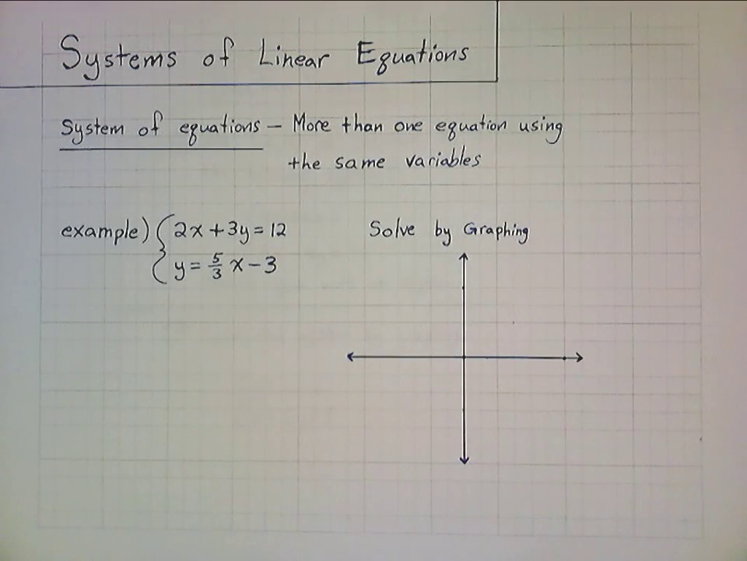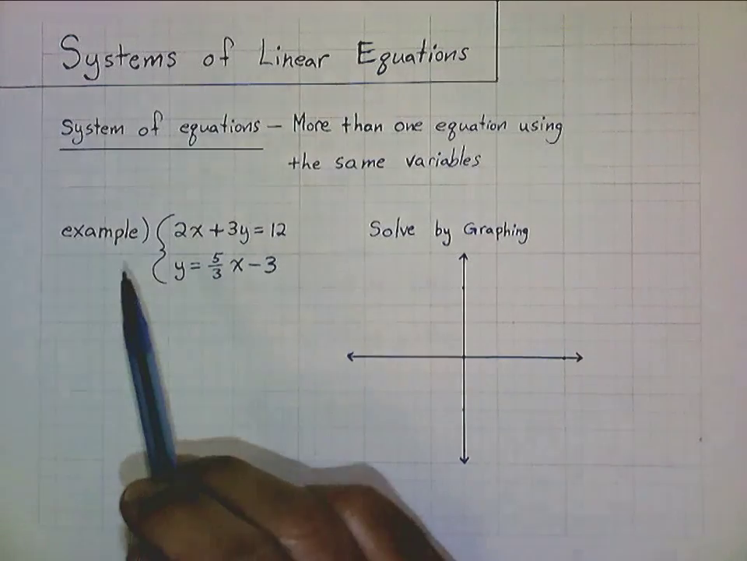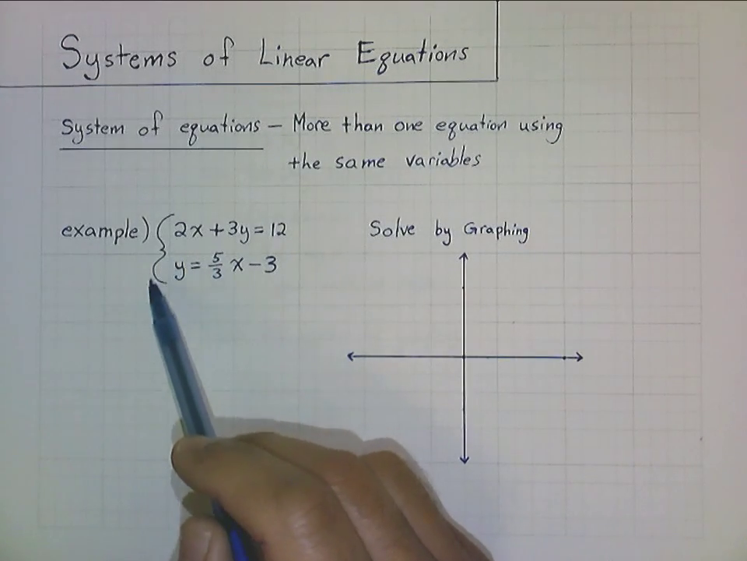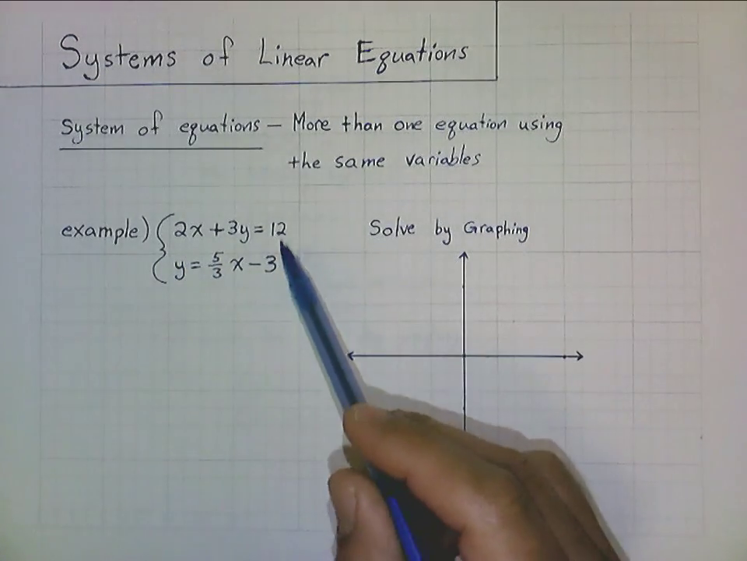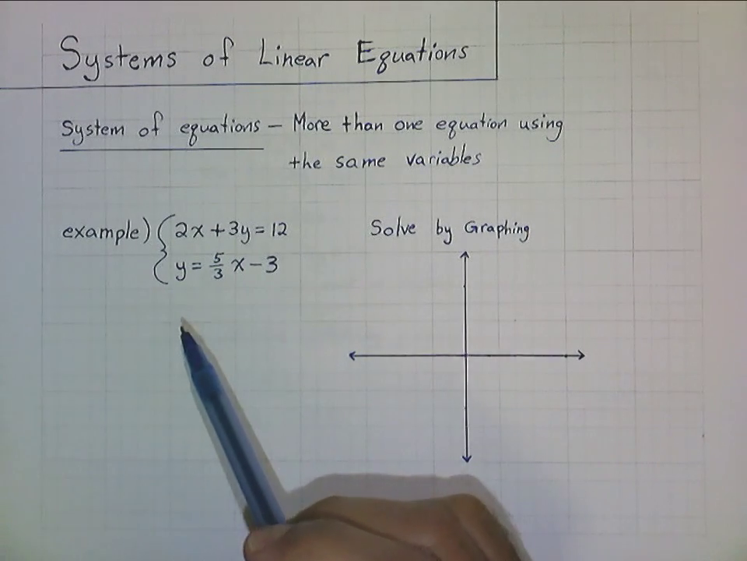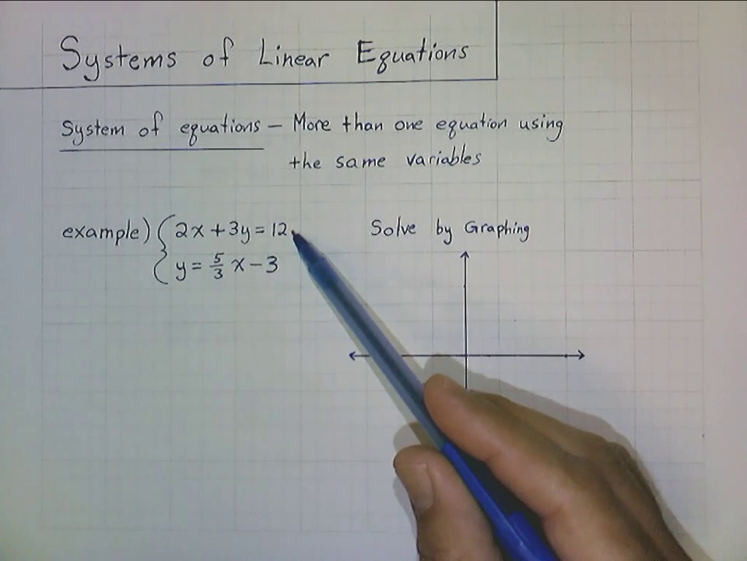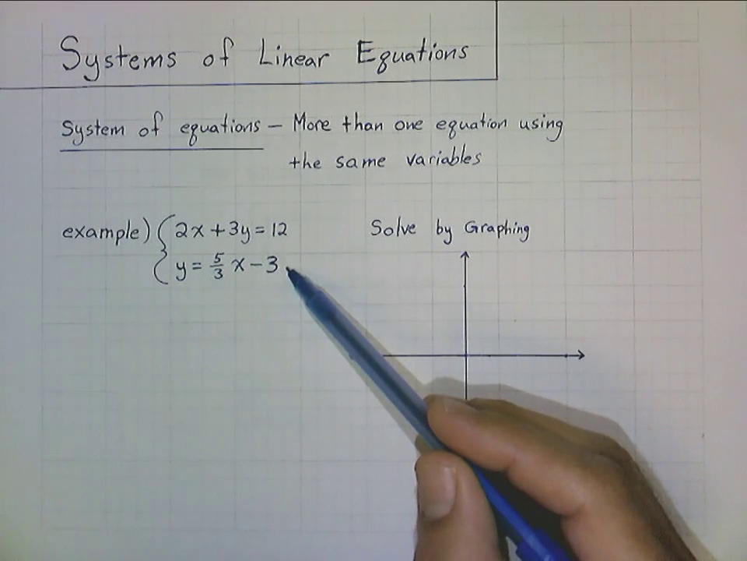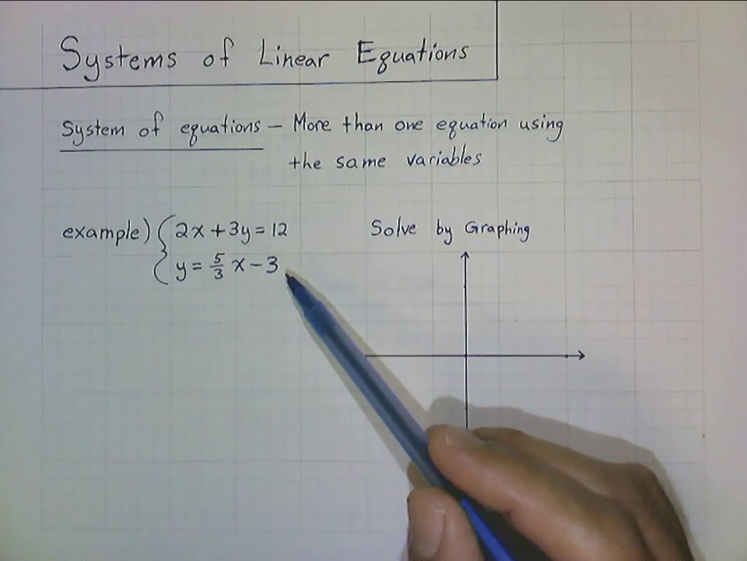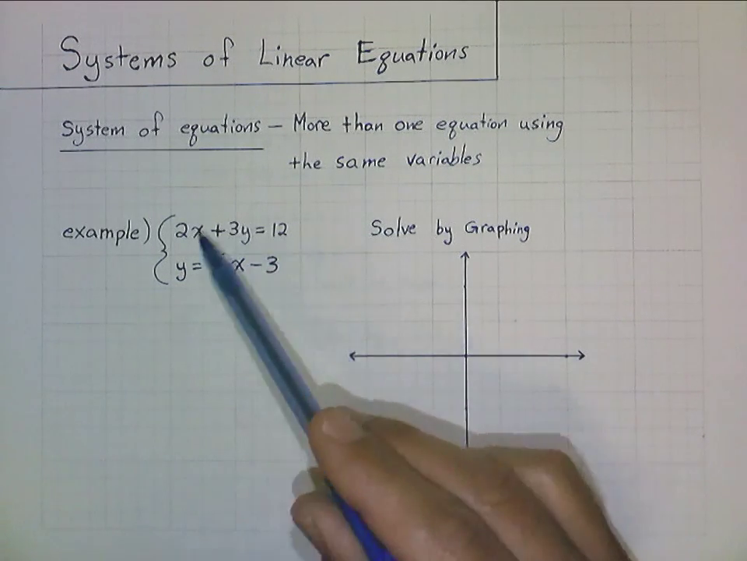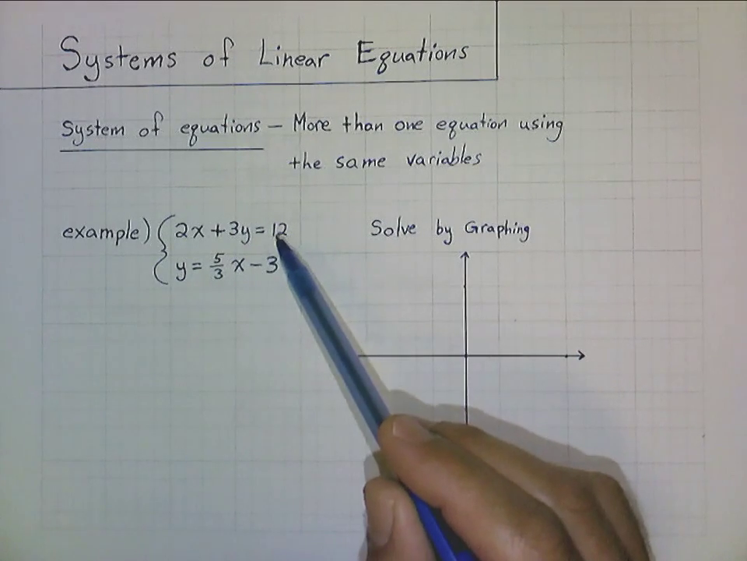And here we go. Here's the system. How we usually write systems, we put one little curly brace out here and then the two equations just to the right of the brace. So we've got this equation here in standard form, 2x plus 3y equals 12. And then we also have this equation in slope-intercept form, y equals 5/3 x minus 3. And what we want to do is to solve this system of equations.